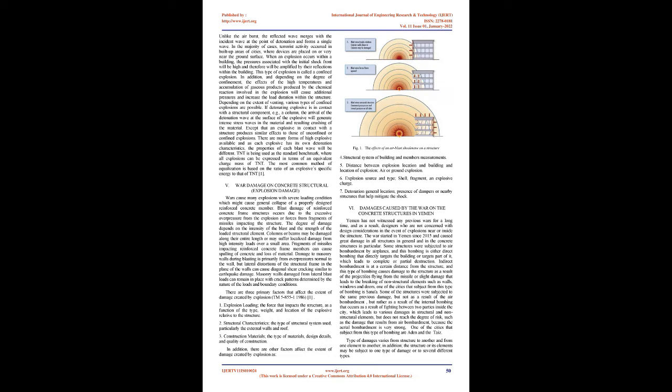Fig. 1 shows the effects of an air blast shockwave on a structure. The pressures associated with explosive detonations decay very rapidly as distance from the source increases. As a result, direct primary air blast damages tend to be more localized and may be, for example, significantly more severe on the side of a structure facing an explosion than the opposite side too. However, a surface burst explosion occurs when the detonation occurs close to or on the ground surface. The initial shock wave is reflected and amplified by the ground surface to produce a reflected wave. Unlike the air burst, the reflected wave merges with the incident wave at the point of detonation and forms a single wave.